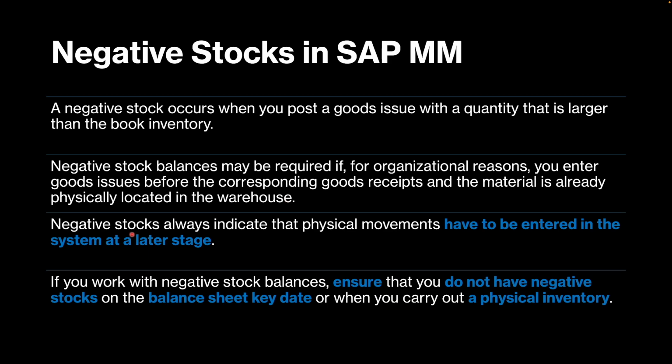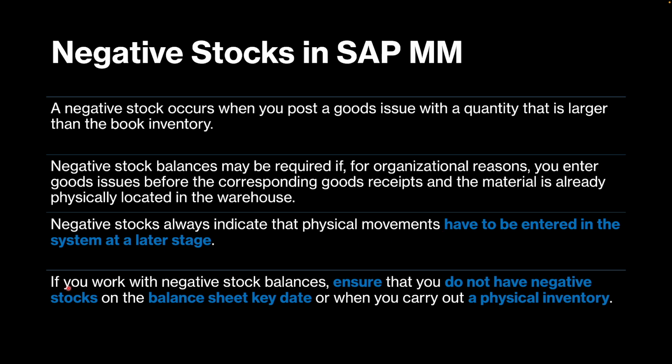Then negative stocks always indicate that physical movements have to be entered in the system at a later stage. As we discussed, whenever you see a negative stock balance in your system, you have to understand that a goods receipt is due. You have to post a goods receipt which could not be posted due to some exceptional situations. Okay, and you always have to enter that goods receipt at a later stage.